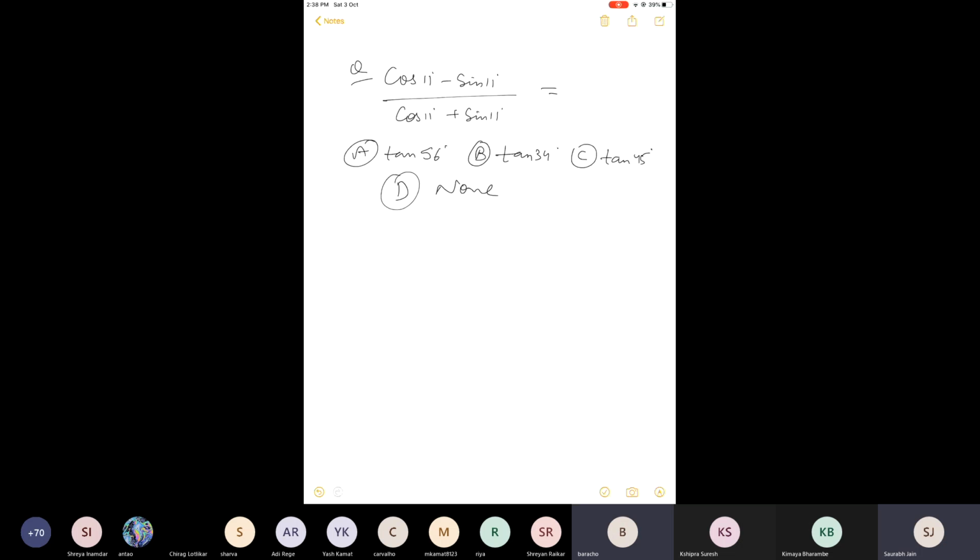All right, so let's start. In the previous class, I was taking this example and I discussed two methods. In one of the methods, I divided this thing by cos 11 degree. In another method, I changed the whole question in terms of sine. And now I will change this whole question in terms of cos.